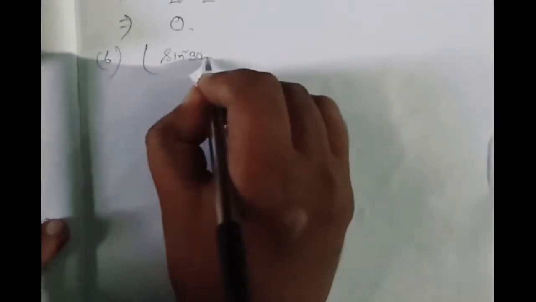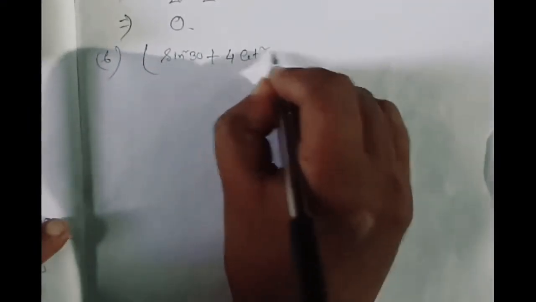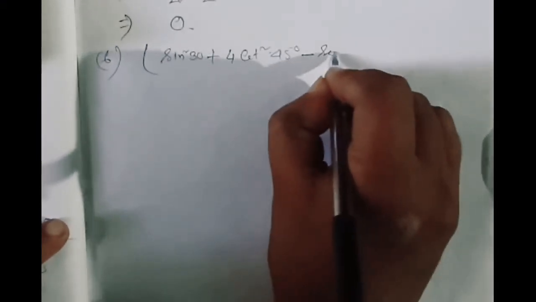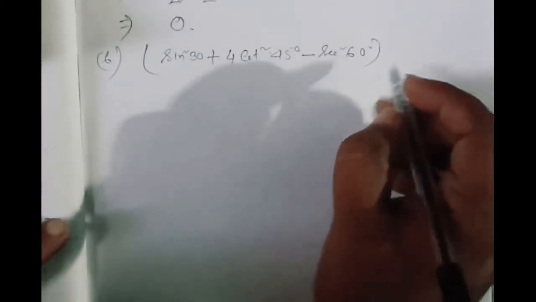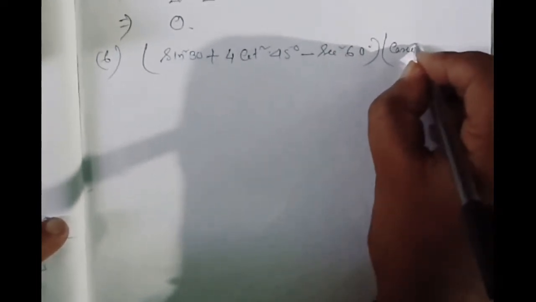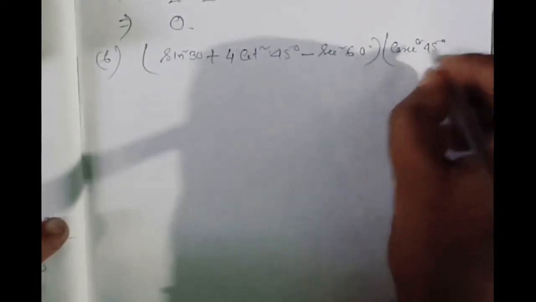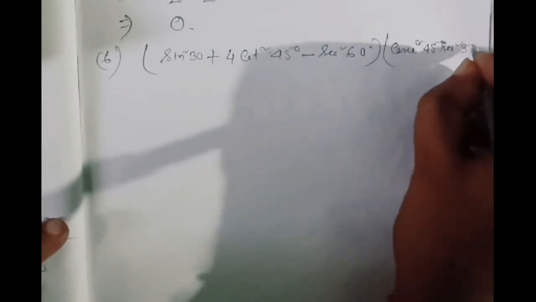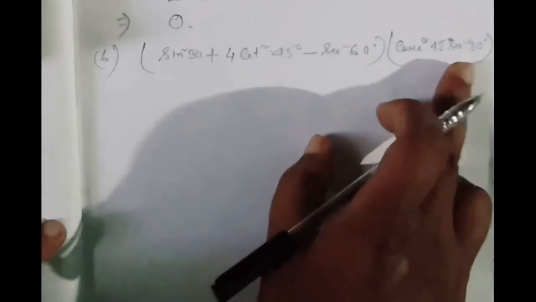Next, move to another question. Next, move to question number 6. What is given in question number 6? Sin square 30 plus 4 cot square 45 degree minus sec square 60 degree into cosec square 45 degree minus sec square 30 degree. So this value we have to find.